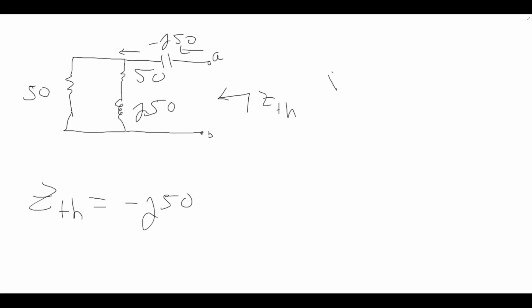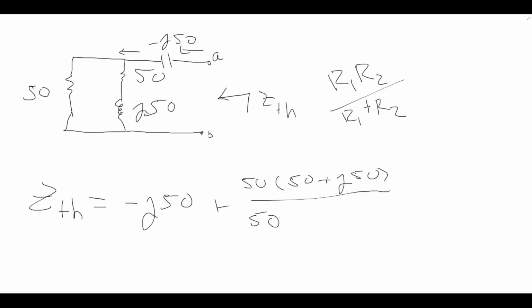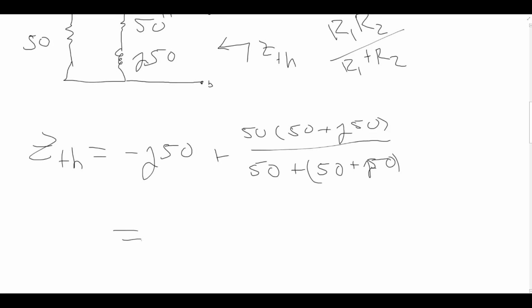So we're going to use the parallel formula for resistance, which is R1 times R2 over R1 plus R2, and get the following: 50 times 50 plus J50 over 50 plus 50 plus J50, and this is going to give us 30 minus J40 ohms.